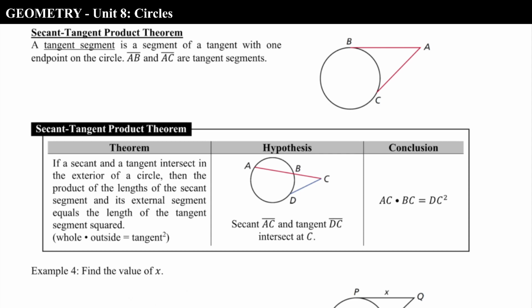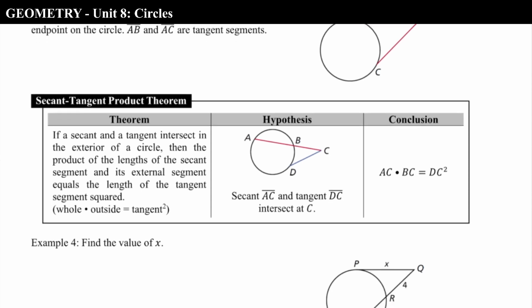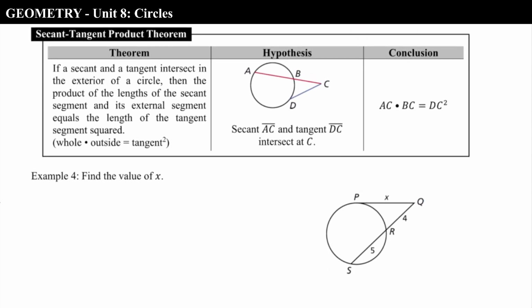If a secant and a tangent line or tangent segment intersect in the exterior of a circle, then the product of the lengths of the segment and its external segment equals the length of the tangent segment squared. So in other words, the secant part behaves exactly like what we just described, the whole times the outside. Then you're going to take the tangent part and square it. So let's do an example to show how that works.